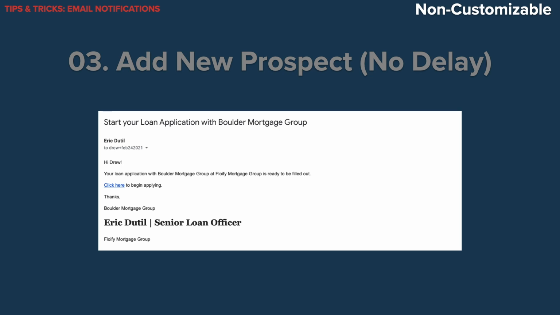Now this is the email that's going to go out to the borrower when I add them as a new prospect. So, hi Drew, your loan application with Boulder Mortgage Group is ready to be filled out. Click here to begin applying. That'll take the borrower right into the application so they can go ahead and begin working on their app.